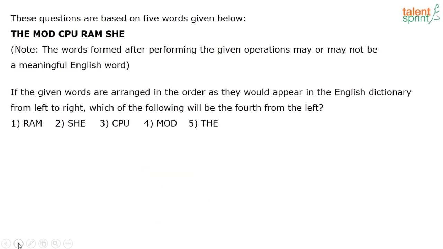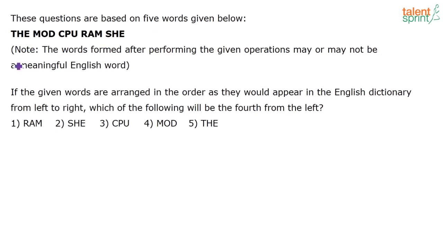Again from the same arrangement. If the given words are arranged in the order as they would appear in the English dictionary, from left to right, which of the following will be fourth from the left? So what do you do here? The given words, you have to arrange them as if they were appearing in the English dictionary. In the English dictionary, the words will be arranged according to the alphabetical order, correct? First you will have words with A, followed by words with B, followed by words with C, and so on.